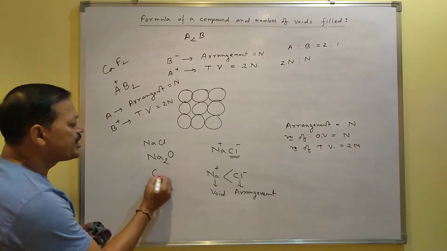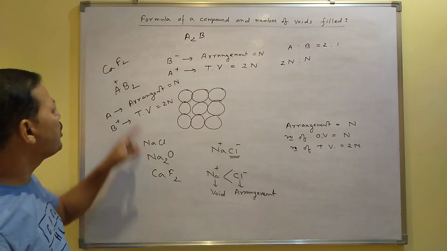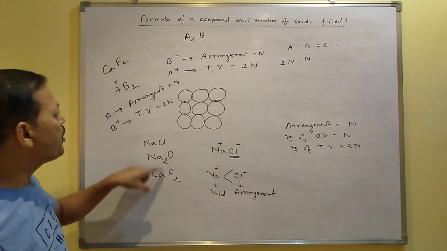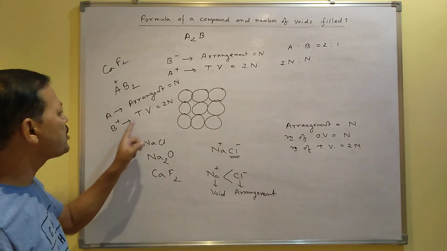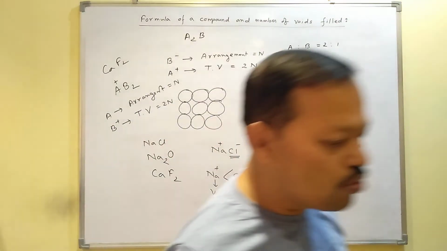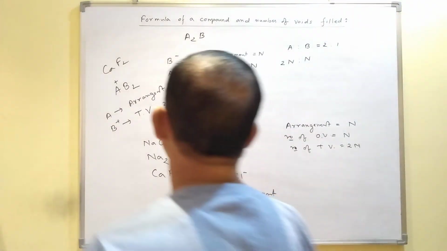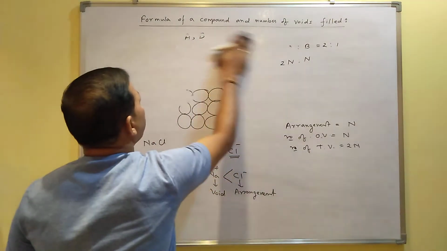If the formula is CaF2, then it will adopt AB2 type arrangement. I mean the calcium ion should be present in the arrangement, I mean it will adopt the arrangement, and the fluoride ion must be present in tetrahedral voids. So this is the way how to find out the structure of a solid. If you know the formula of the solid, then you can find out the positions of the cations and anions present in the solid.